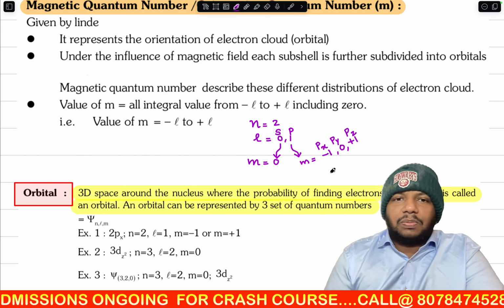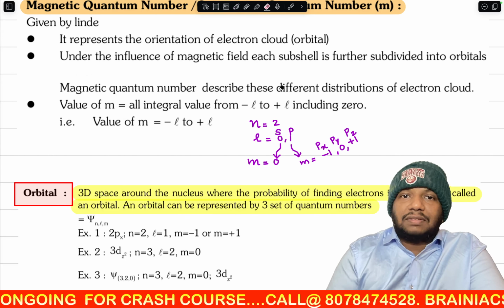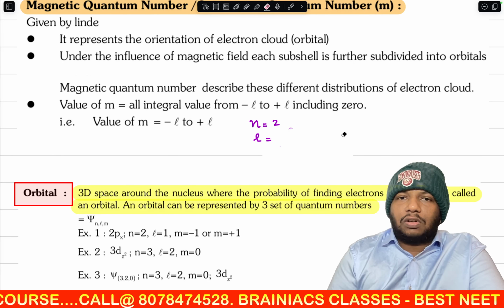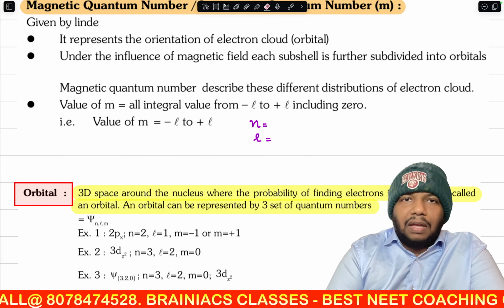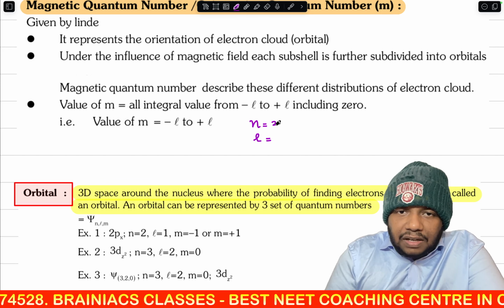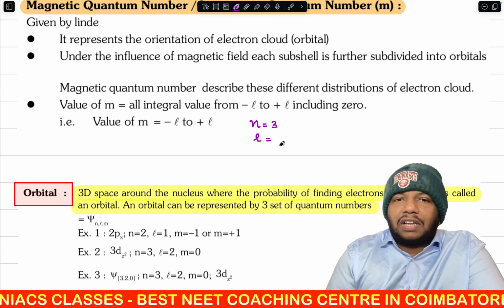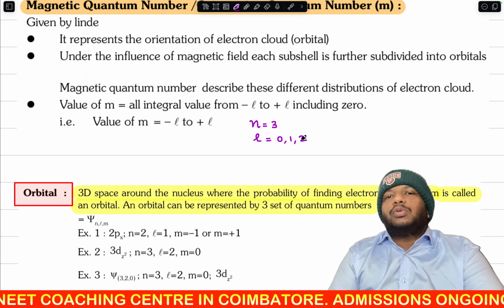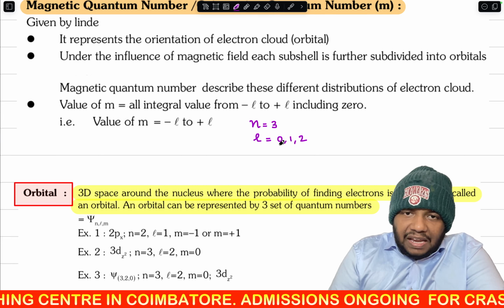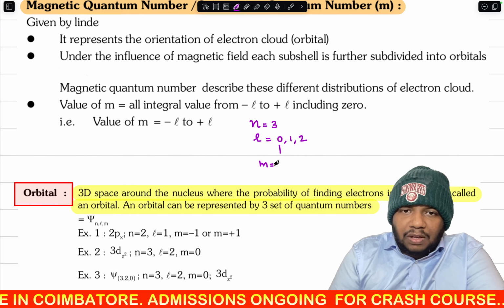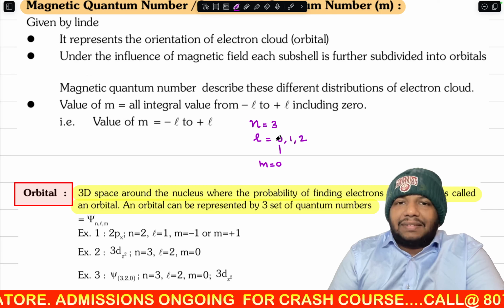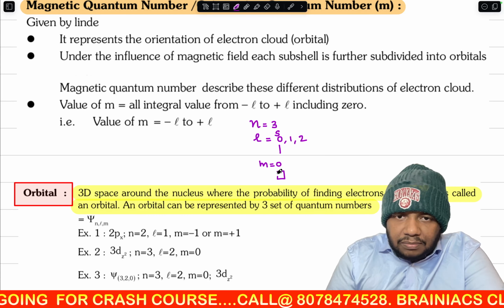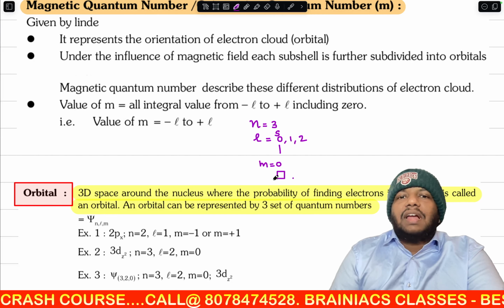Now some students may ask, sir, what happens if n is equal to 3? Very simple, it's not complicated. Suppose n is equal to 3. What are the possible values of L? 0, 1, 2, because 0 to n minus 1. When L is equal to 0, the m value would be 0. That means the s subshell, and it will have only one orbital. There is no specific orientation.